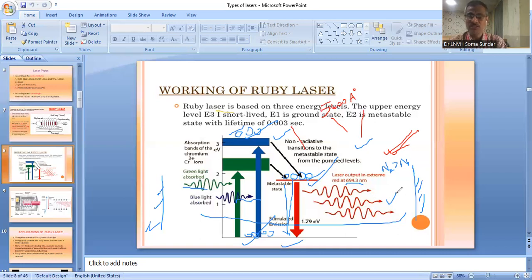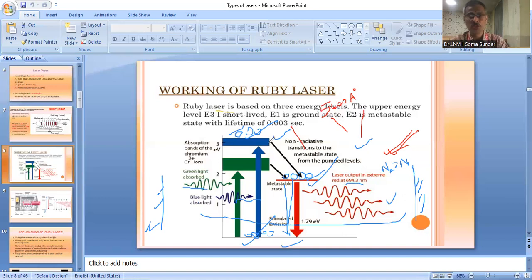After getting sufficient energy, the pulse of light will be emitted. A bunch of photons will be emitted like a beam of very powerful intensified radiation called a laser beam of wavelength 6943 angstroms. So this is the basic understanding of the ruby laser regarding the construction diagram and the band diagram. If you look at the band diagram, it is clear that we have one metastable state.